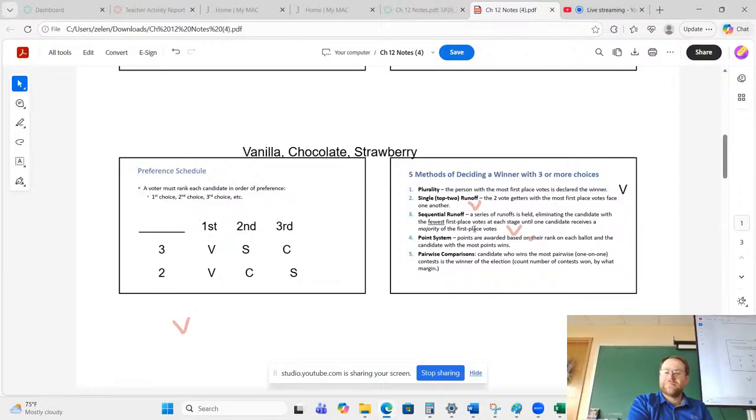The single runoff, is that kind of like, no, sequential runoff, sorry. Is that kind of like a bracket, like what you would see in a tournament almost? Yeah, you could think of it like that. If you think like March Madness bracket, that would fall under that. Or it's just the winner continues to progress, and then whoever loses gets kicked off? Yep.